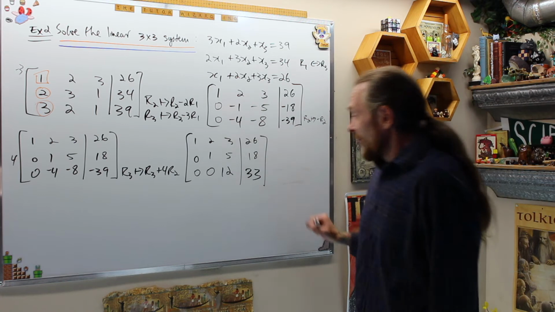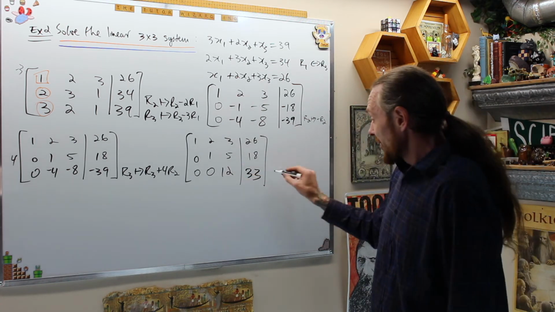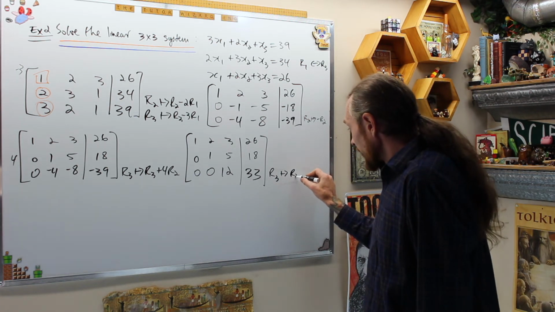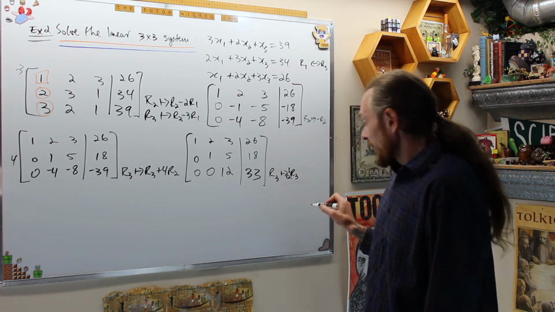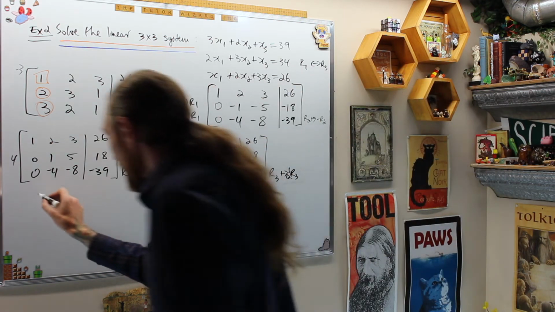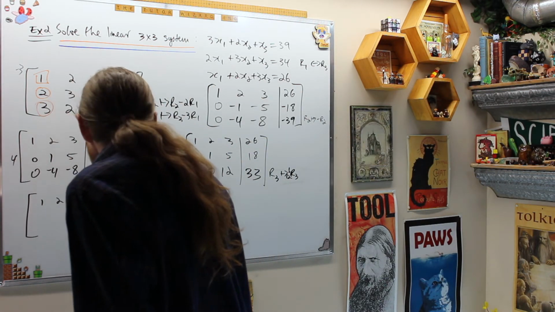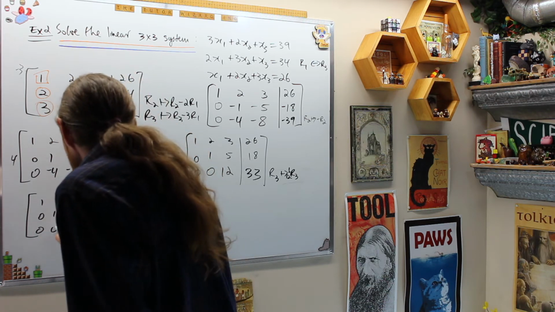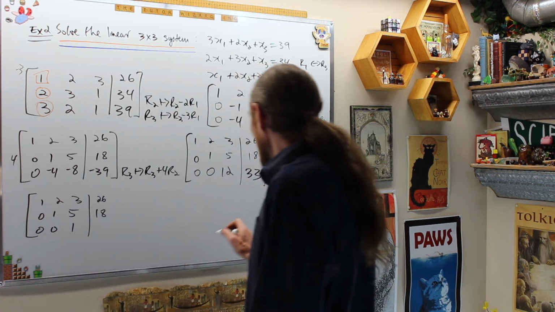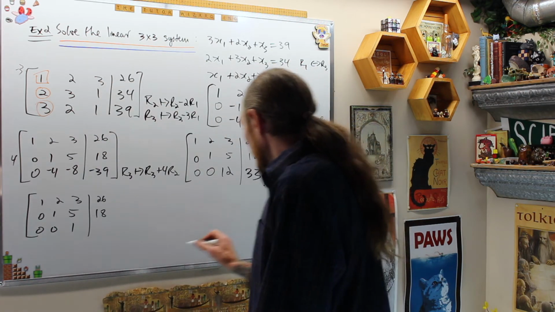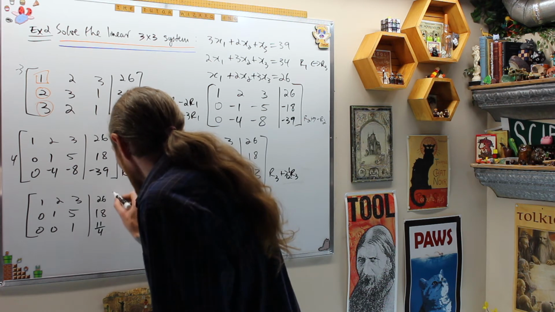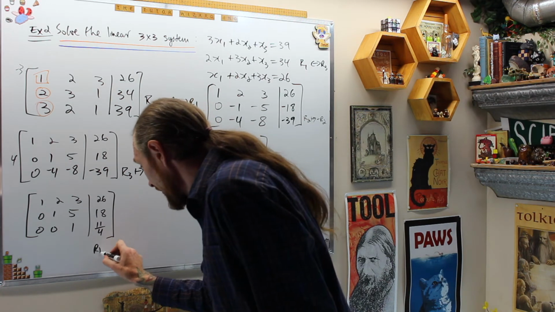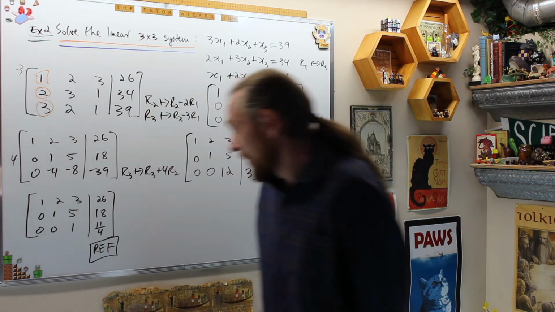And then I want a leading 1. So in my last step, I'm going to do row 3 goes to row 3 times 1/12, which is going to give me the matrix 1, 2, 3, 26, 0, 1, 5, 18, 0, 0, 1, 33 over 12. They both have a 3 in them, so 11 over 4 is what we get. This is now in REF, row echelon form.